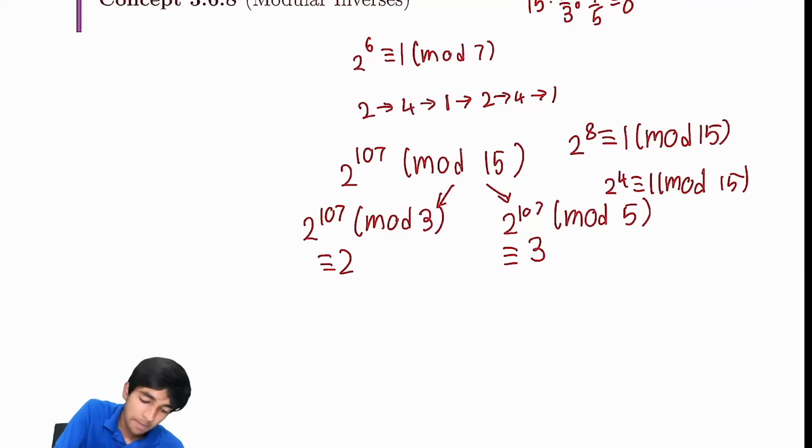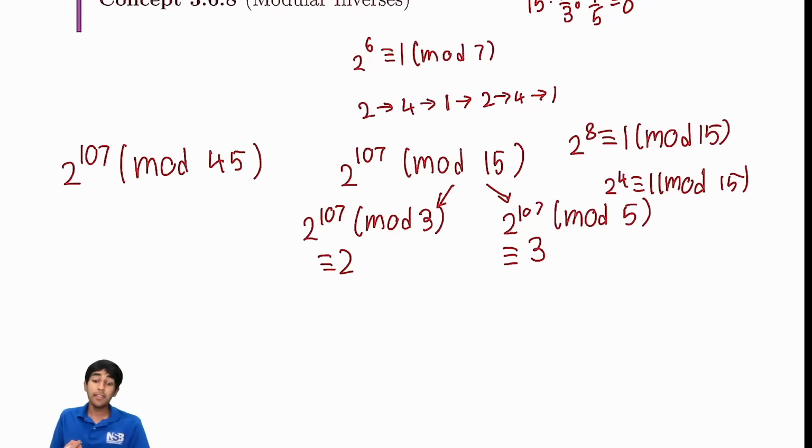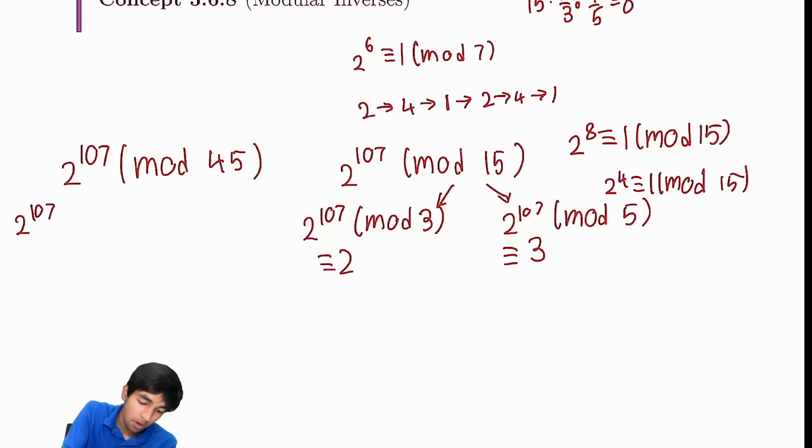So yeah, sometimes it could be a little bit more complicated, like 2 to the 107 mod 45. So in this case, we would break it up into 2 to the 107 mod 9 and mod 5. And then at the end, we can combine them again.